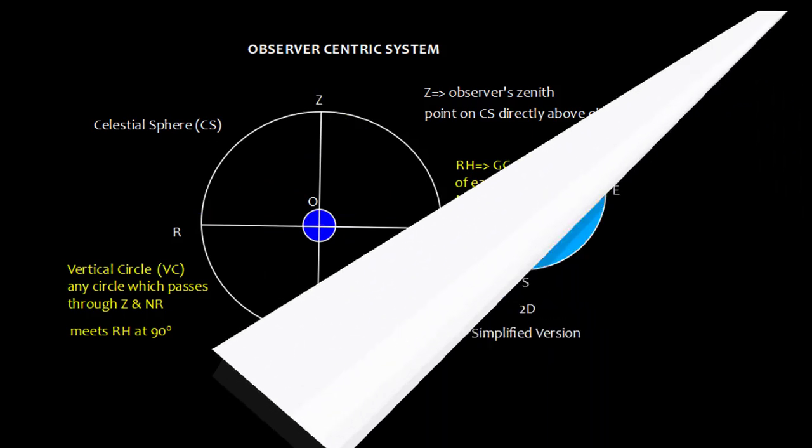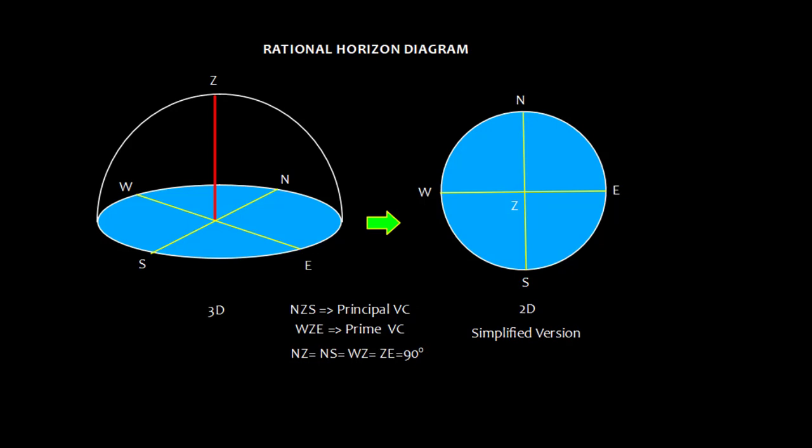Alright, let's move on to the rational horizon diagram now. So imagine that this is rational horizon. Of course, you cannot reach to the rational horizon, you can only observe from the surface of earth, but for sake of simplicity, imagine that this is your rational horizon and these are the directions: north, south, east and west. And suppose the observer was here. So the point which is directly above the observer is zenith.